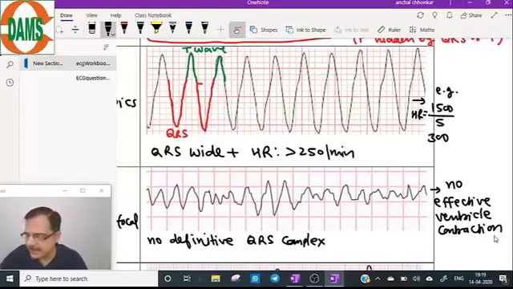There is no effective ventricle contraction here, so this will produce a zero cardiac output. This is the ECG of ventricle fibrillation, which if you see in any patient, immediately you have to give the DC shock, because this is a very dangerous arrhythmia. Cardiac output is zero here.